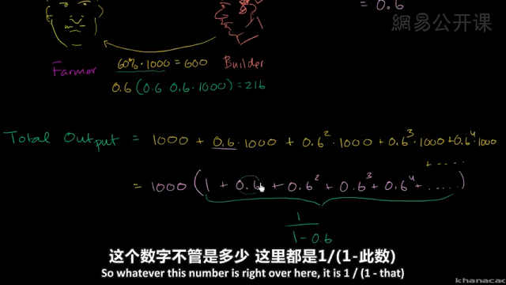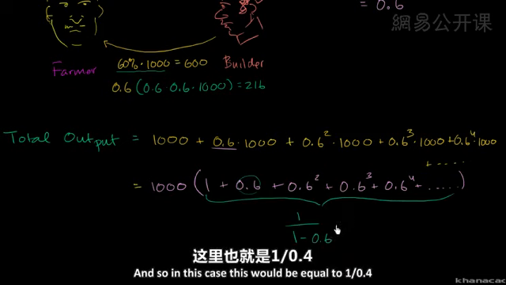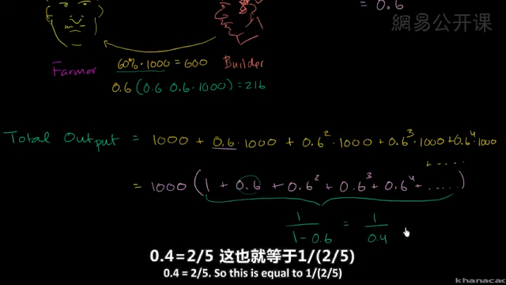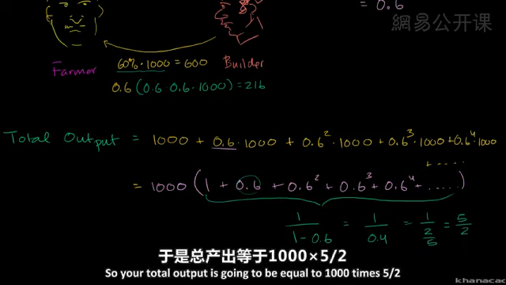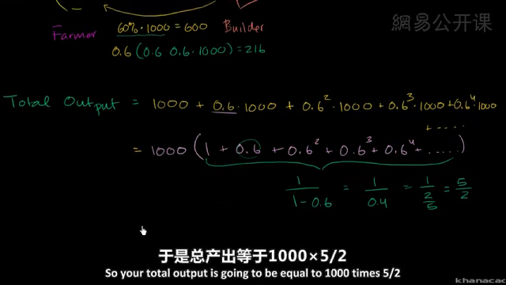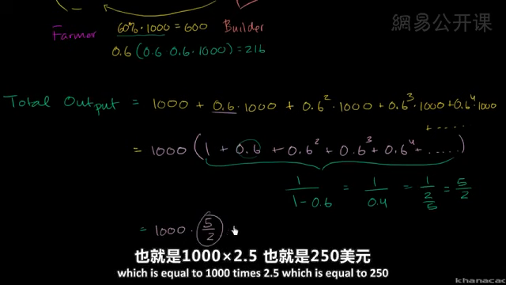So in this case, this would be equal to 1 over 0.4. And 0.4 is 2/5, so this is equal to 1 over 2/5, which is equal to 5/2. So your total output is going to be equal to 1,000 times 5/2, which is the same thing as 1,000 times 2.5, which is equal to 2,500.